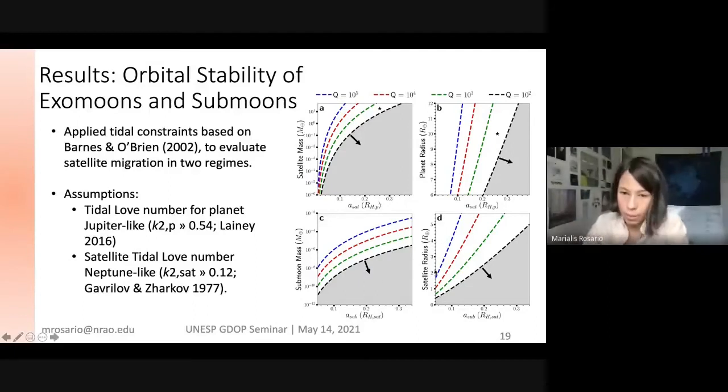We do the same for submoons, but because there hasn't been an observed submoon, we can't really set where our system would fall. These are just different possibilities considering different Qs and considering these specific love numbers.